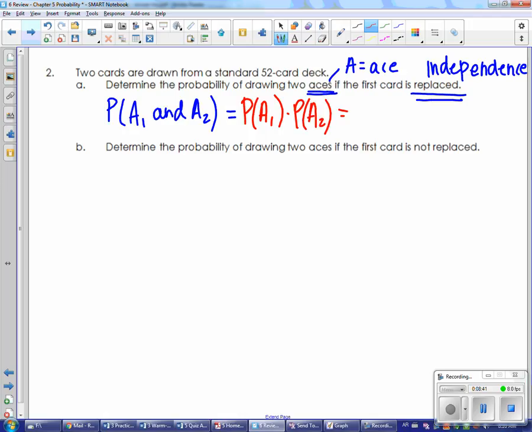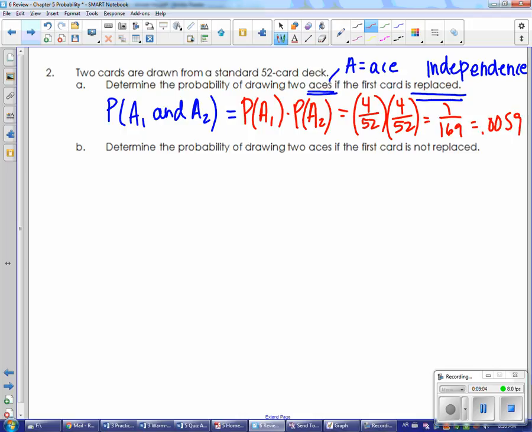Okay, and so if I think about how many aces are in the deck, there's 4 aces in a deck of 52. So on the first draw, that means I have a 4 out of 52 chance of getting an ace. Since I'm putting the ace back in the deck, on my second draw, I also have a 4 in 52 chance of drawing an ace. And I believe that ends up being 1 over 169, or 0.0059.